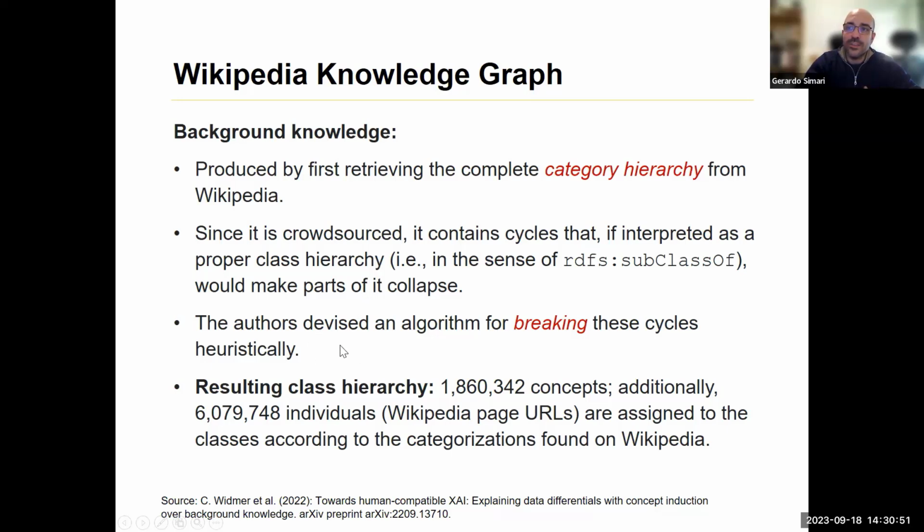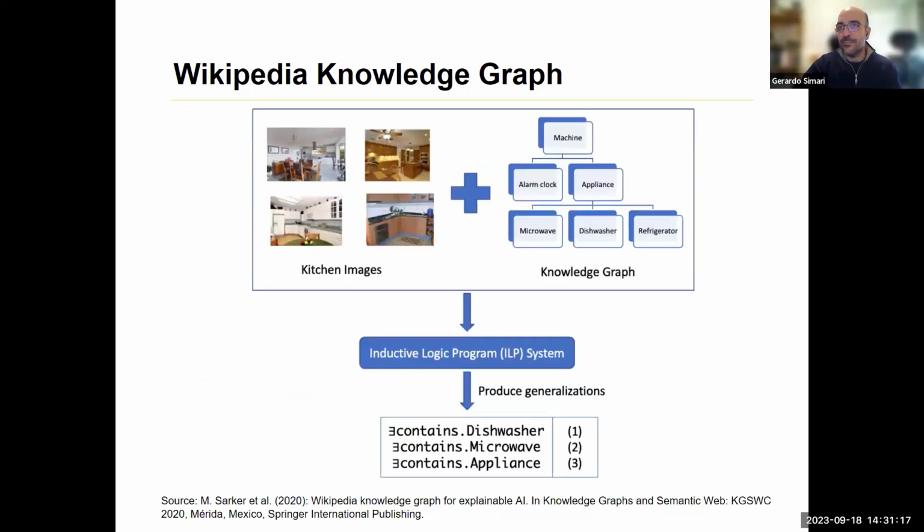So they devised an algorithm for breaking cycles, and the resulting data set has around 1.8 million concepts and over 6 million individuals. So this is a pretty large data set. The Wikipedia URLs are the individuals that are assigned classes according to the categorizations found in Wikipedia.